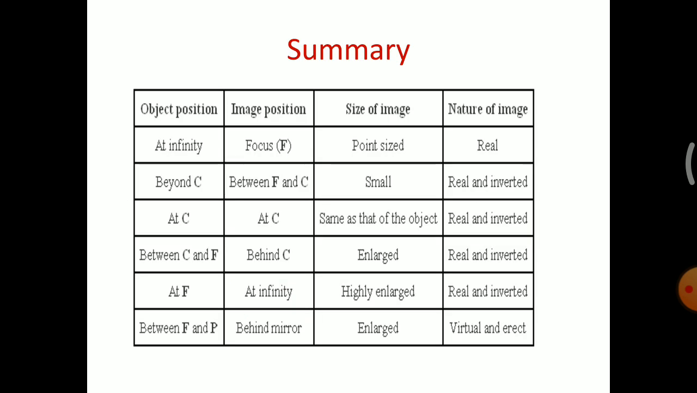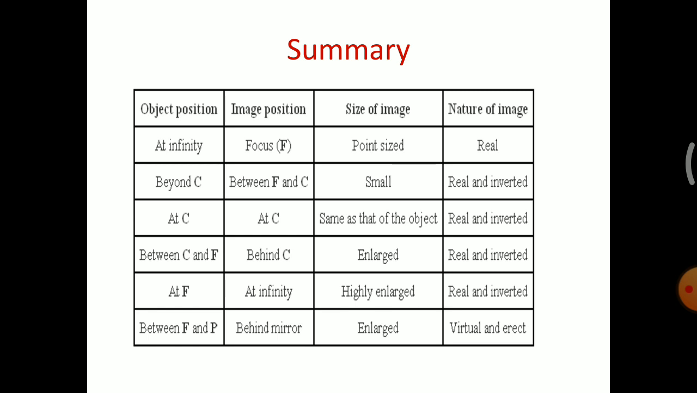So the summary of the image formed by a concave mirror covers the object position, image position, size of the image and nature of the image. We know the position of the object because we kept the object at different positions. The image position we can find from the ray diagram. How? After reflection, the two rays meet at one point. That point is the position of the image.